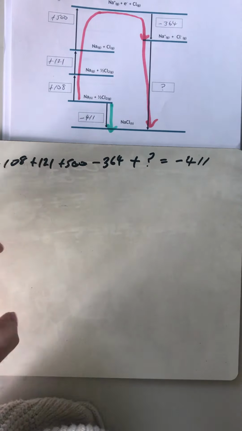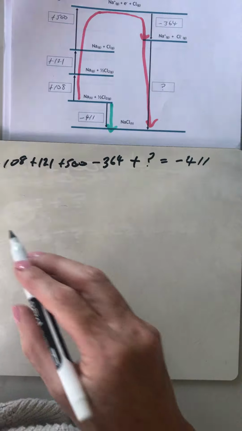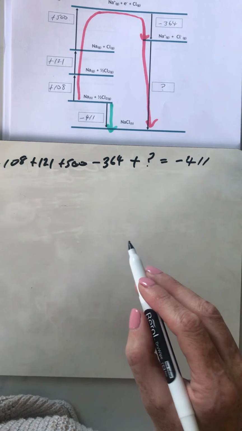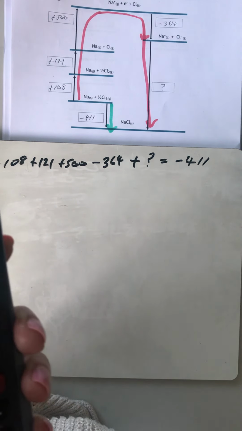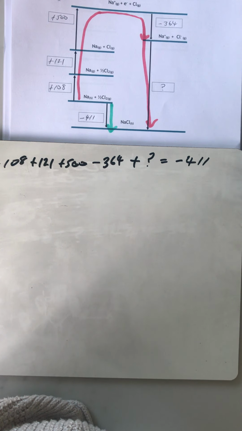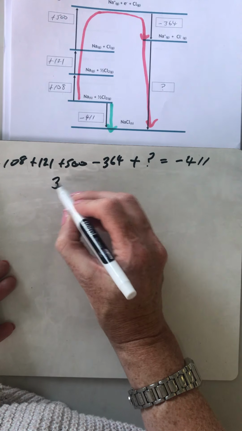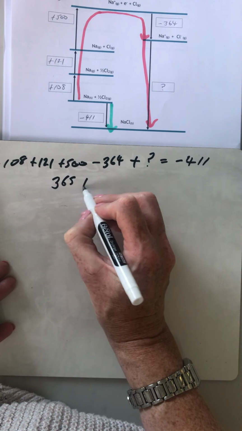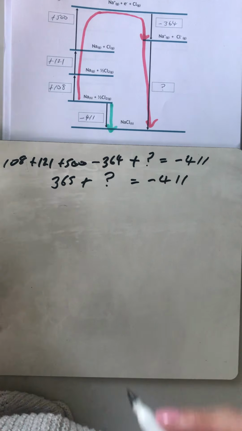There we go, you can see that. So route A, red, route B, green. So if you add all these numbers up here, I'd worked it out, but I'm going to have to put it in my calculator. So 108 plus 121 plus 500 minus 364. That gives you 365 plus our unknown is equal to minus 411.